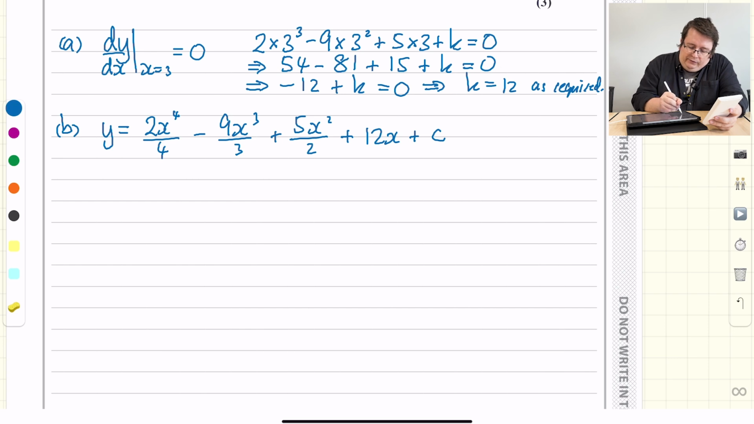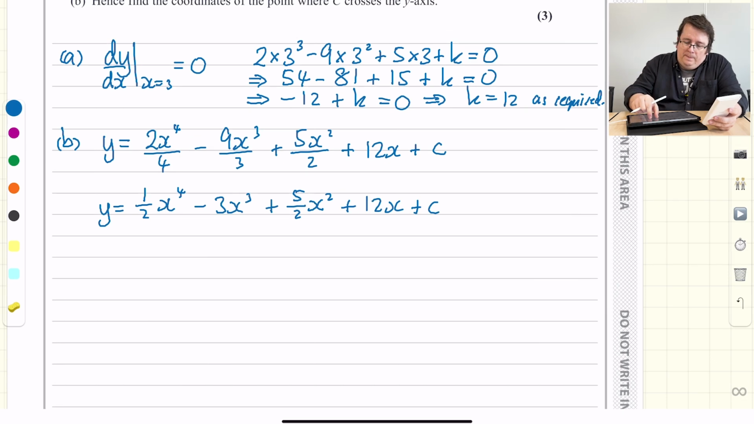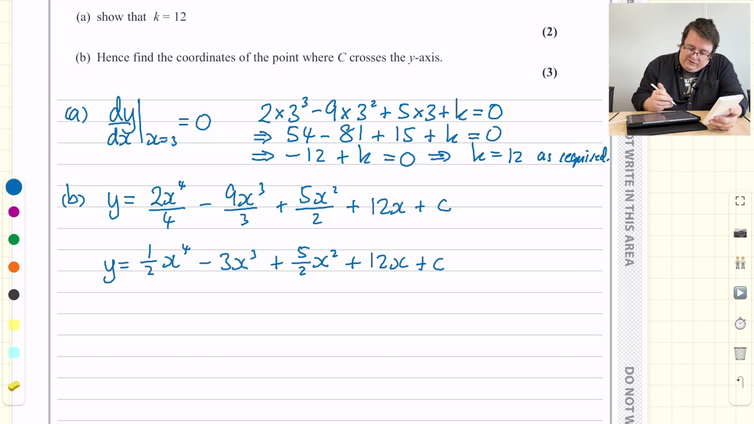Okay, let's simplify this. So y is equal to 1/2 x to the 4, take away 3x cubed, plus 5/2 x squared, plus 12x, plus c. So we need to work out c. Now, the point P has coordinates (3, -10), so that's now what we're going to substitute in. So the y is minus 10 and the x is 3.